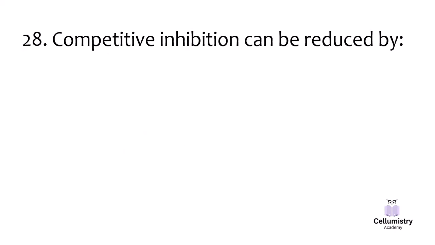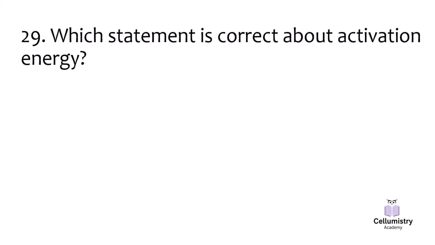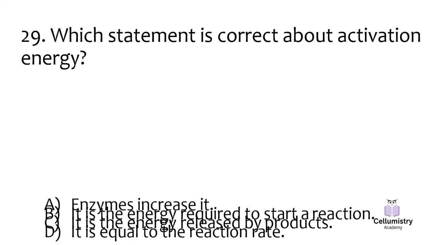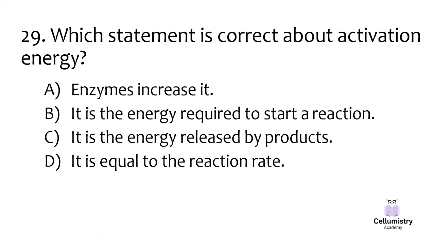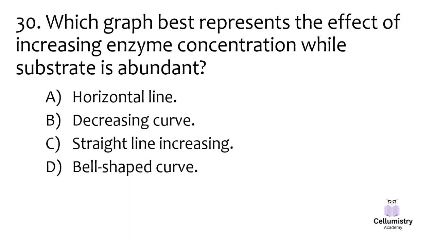Competitive inhibition can be reduced by... Answer is B. Increasing substrate concentration. Which statement is correct about activation energy? Answer is B. It is the energy required to start a reaction. Which graph best represents the effect of increasing enzyme concentration while substrate is abundant? Answer is C. Straight line increasing.